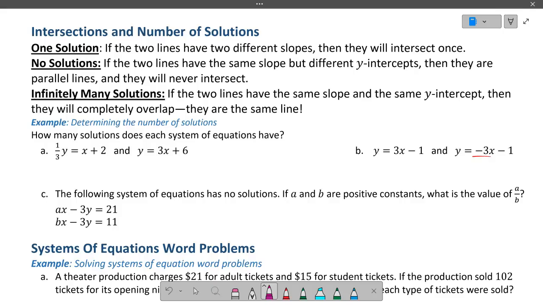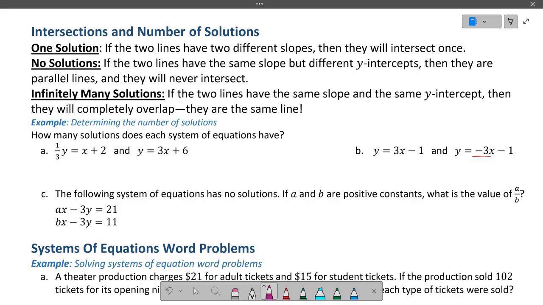If I have 2 lines with the same slope, what kind of lines are those? Parallel. Not perpendicular, parallel. Okay? Parallel lines never intersect. If they never intersect, then I won't have a solution to the system, because they have to intersect to have a solution.